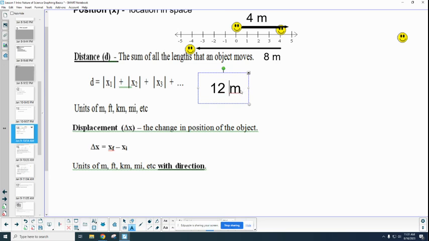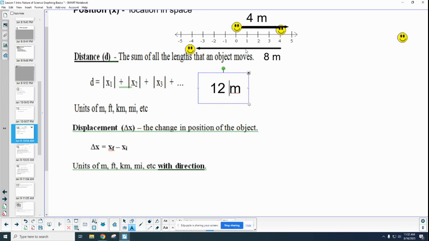For displacement, which is a similar idea, it's describing the change in position of an object. So displacement is represented by a triangle and X. The triangle represents change in. You might have seen that mathematically before, and we'll bring it up again when we talk about graphs and slopes. So change in X would be the displacement. Change means you subtract, so it's always the final minus the initial.